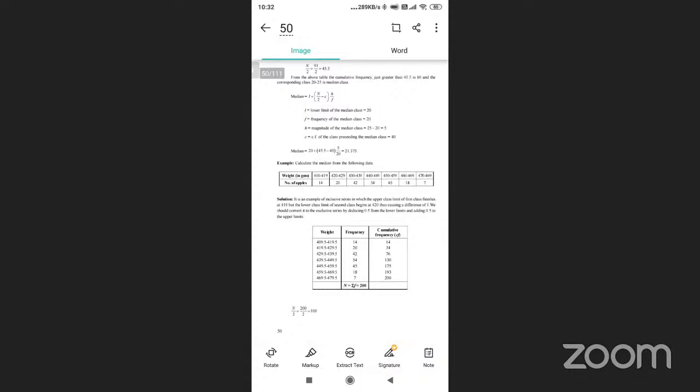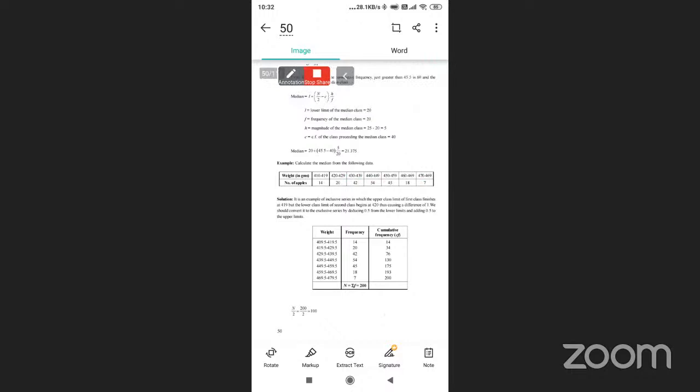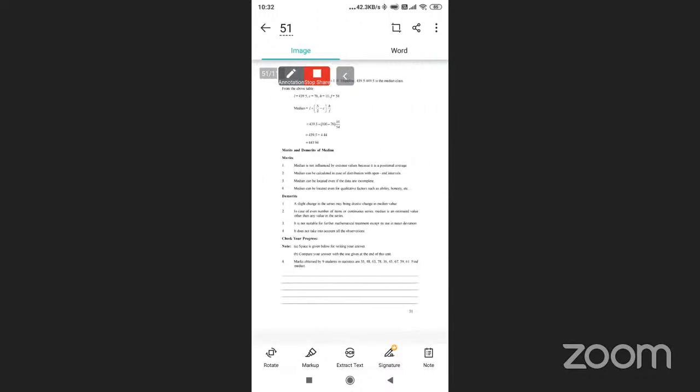Now locate the CF which is just greater than n by 2, and it is called the median class. Now our n equals what? 120. 120 by 2 means what? 60. Now 60, where in the cumulative frequency?